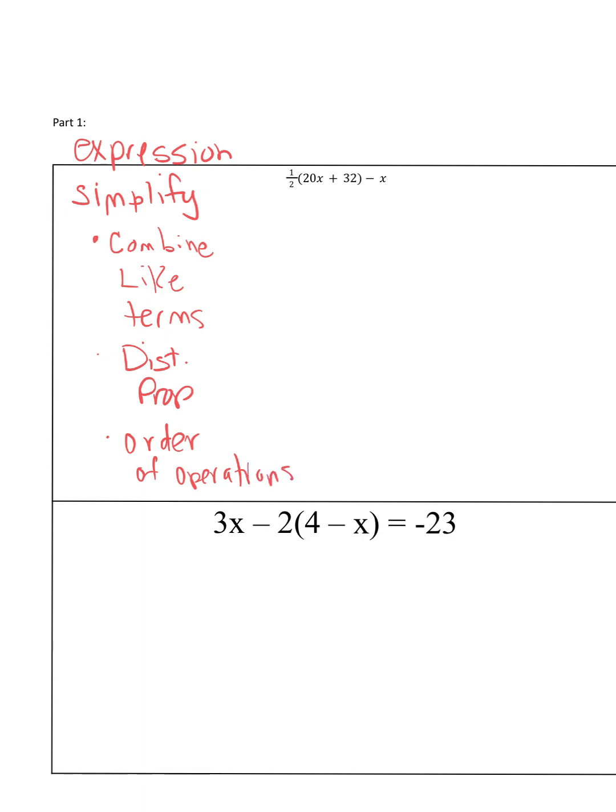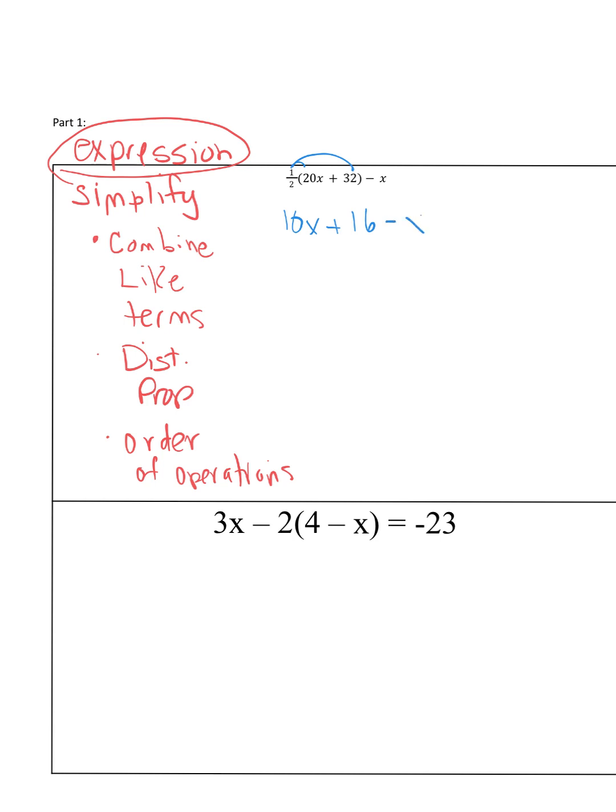So looking at our first problem here, we know it's an expression. Remember, an expression contains numbers, variables, grouping symbols, and operations. And so we do see that there is a distributive property. So I'm going to start with distributing the 1/2 into the parenthesis. Half of 20x is 10x. Half of 32 is 16. I do not distribute because the parentheses ends here.